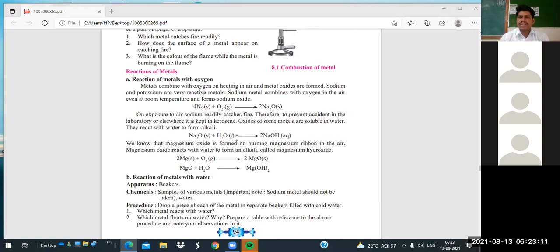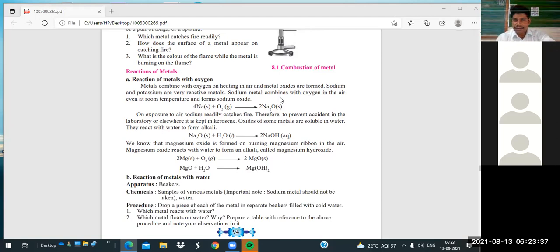One example is given: sodium and potassium are very reactive metals. Sodium metal combines with oxygen, it forms sodium oxide. Oxides of some metals are soluble in water. Sodium metal combines with oxygen in the air even at room temperature and forms sodium oxide.